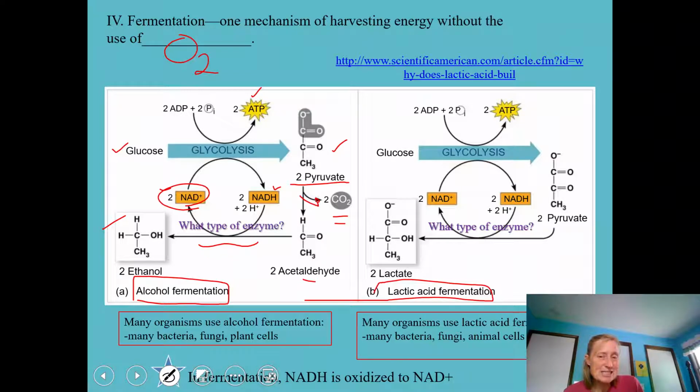Lactic acid fermentation. Oh, by the way, one more thing. We made 2 ATP from 1 molecule of glucose. Not super efficient. Lactic acid fermentation looks very similar. Many organisms like bacteria, fungi, and animal cells use lactic acid fermentation. We use lactic acid fermentation in our muscle cells.